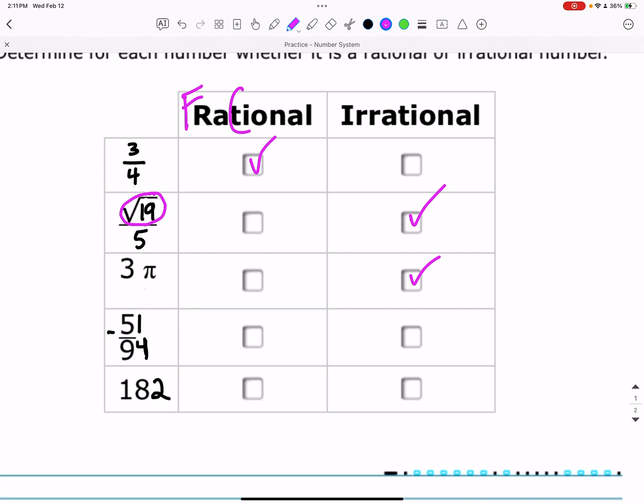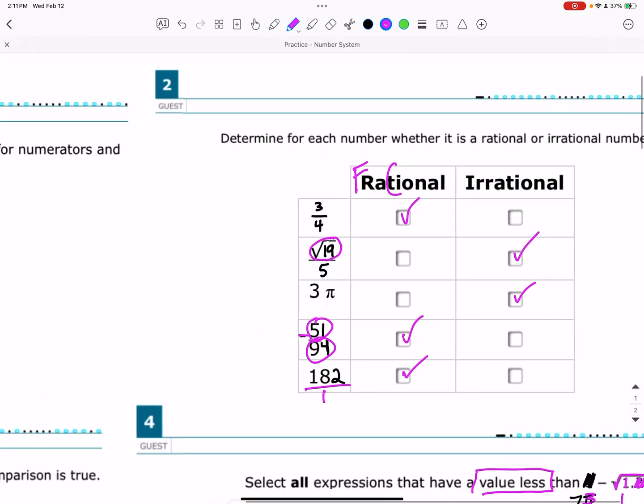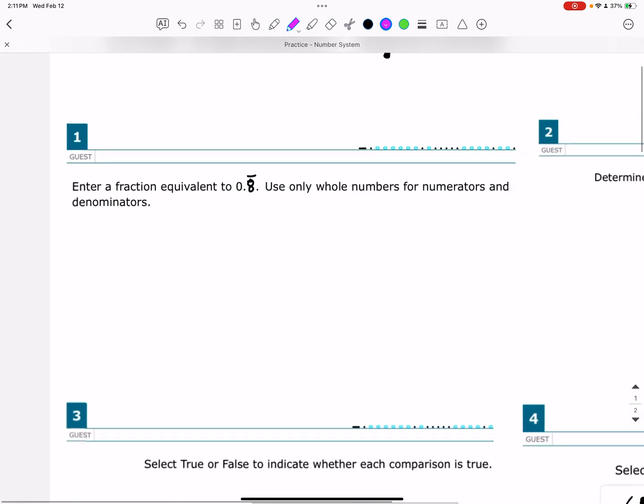Negative 51/94. Does any part of my fraction go on forever? No, everything's good. Negative, who cares? Yeah, that's good. And any normal number, you can put a 1 on the bottom. Yeah, that's good. And finally, number 1.